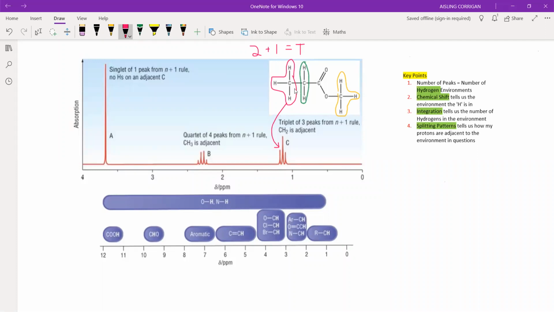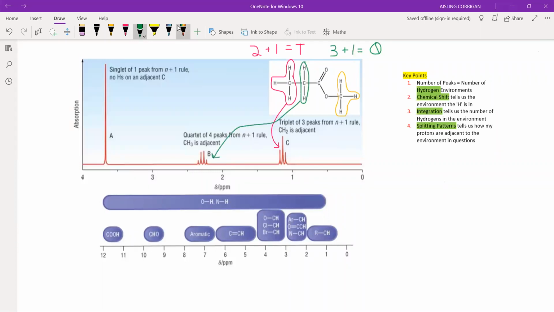The next one, looking at this environment, we look at the protons that are adjacent to it, which are the ones from over here. So I've got 1, 2, 3, so 3 plus 1 is 4, which is a quartet. And again, the quartet is over here. So we know that the CH2, the H's in that environment, produce the B peak.